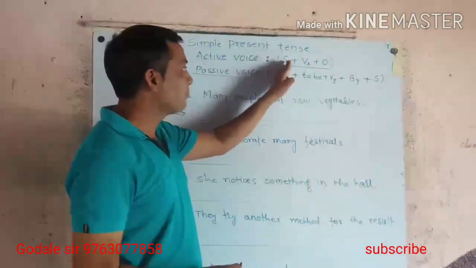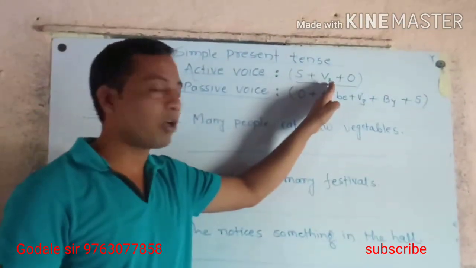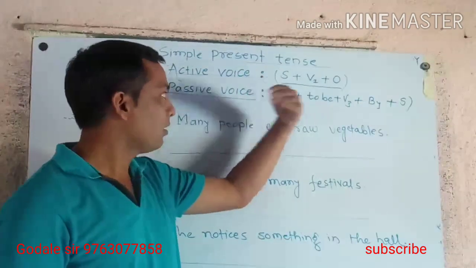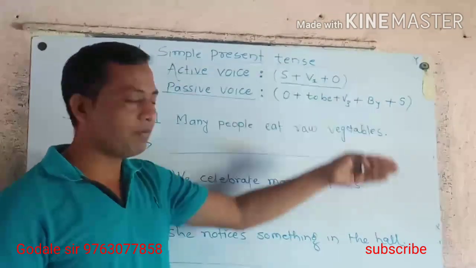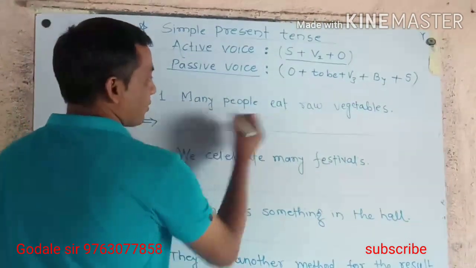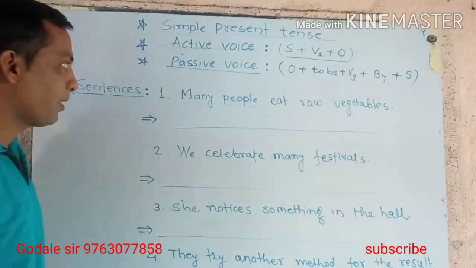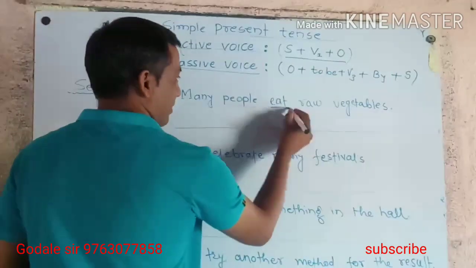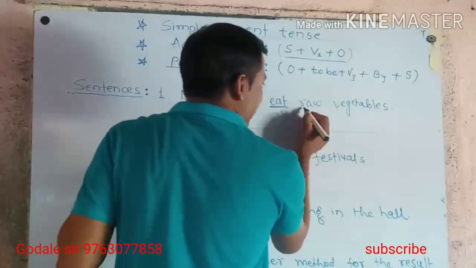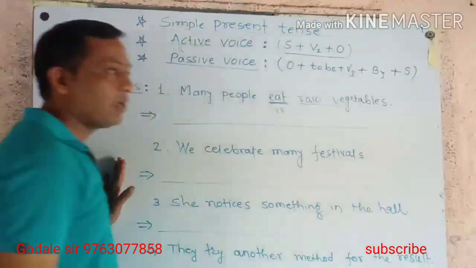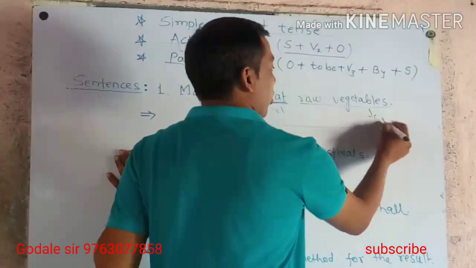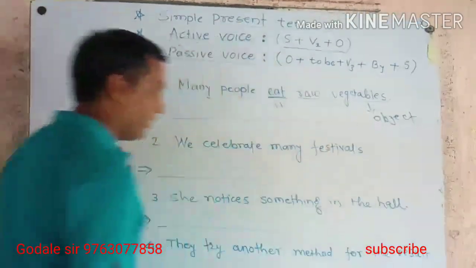After the subject we take the base or main verb in the first form, and the noun after the verb is called the object. Here in the first sentence, which is the subject? Many people. And which is the verb? Eat. Yes, look at this. This verb is in first form, and after that verb there is a noun, and what is that? Raw vegetables. So this noun is called the object in grammatical language.